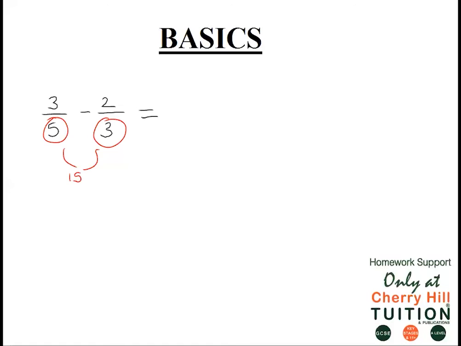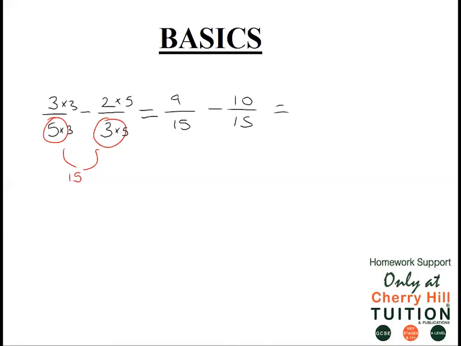So we need to convert both of these fractions into fractions that have denominators that are 15. So if we start with the first one, we need to multiply this 5 by 3 in order to get a denominator of 15. And remember, we do the same to the top. This leaves us with 3 multiplied by 3, which is 9 over 15 minus, now the second fraction, we need to multiply the denominator by 5 in order to get 15, and we do the same to the top. This leaves us with 10 over 15.